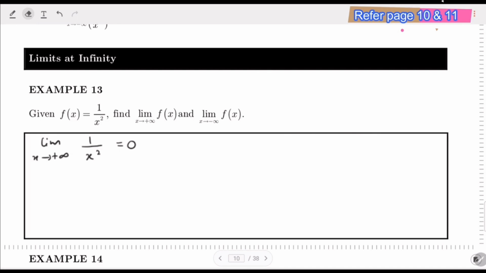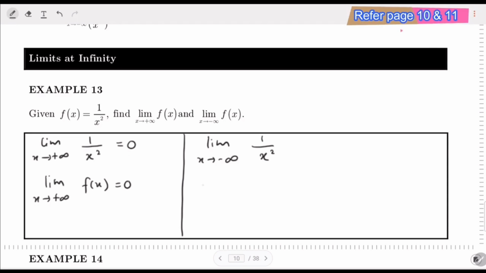Next, I'm going to write it down. So limit x approaches positive infinity for the function f of x is equal to 0. And then I'm going to find the other one. Limit x approaches negative infinity also for the function f of x, which is 1 over x squared. And then I'm going to substitute x equal to negative infinity.